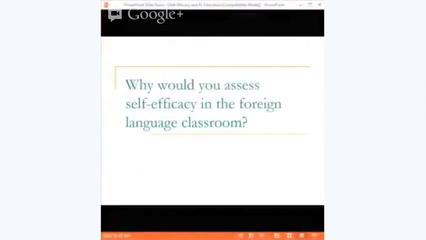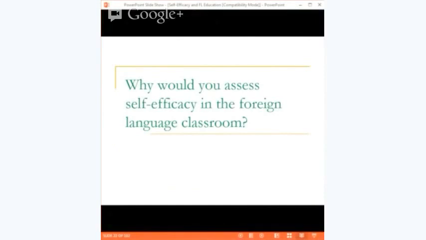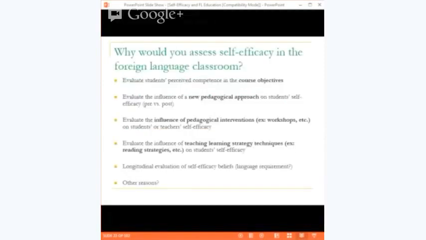So why would you assess self-efficacy in the foreign language classroom? Why would that help you? Why would you be interested in doing something like that? Well, there are a lot of reasons that I've come up with and found really helpful. One thing is you can evaluate students' perceived competence in the course objectives. So you can pinpoint what your course objectives are and then evaluate students' perceived competence in them. You could do this at the beginning of the course, explore where students feel competent and less competent, and then tailor your curriculum accordingly.